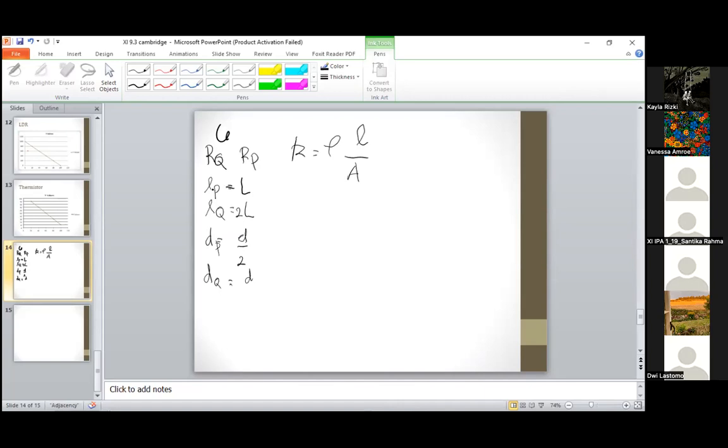After we know the length and the diameter, we can compare RP to RQ, right?